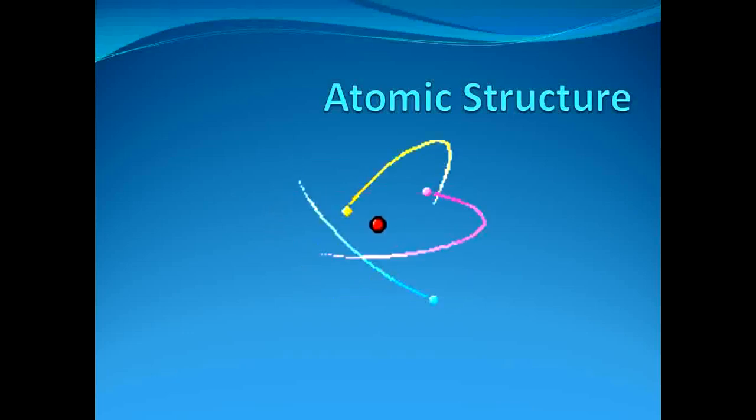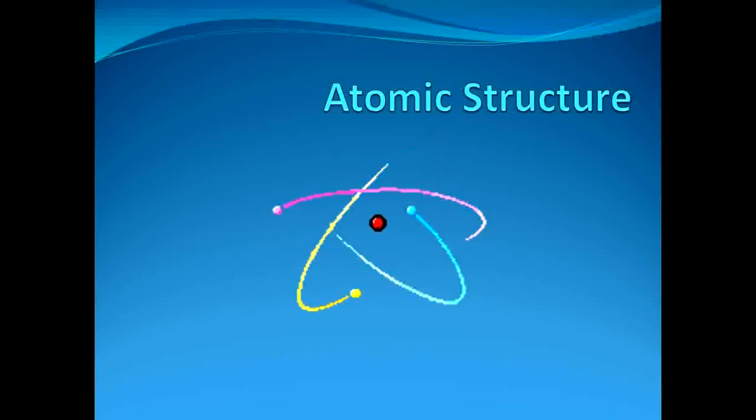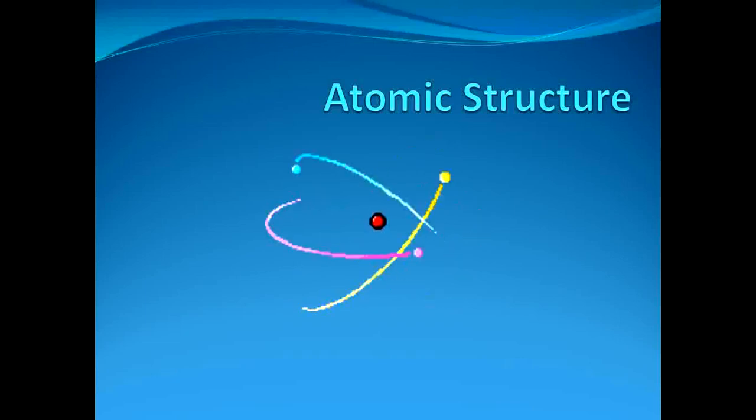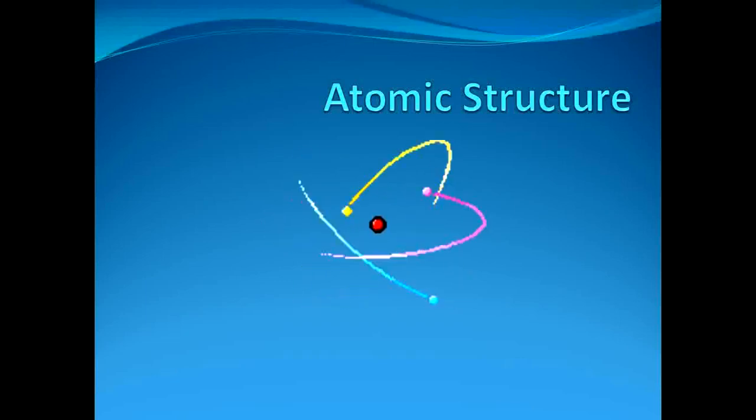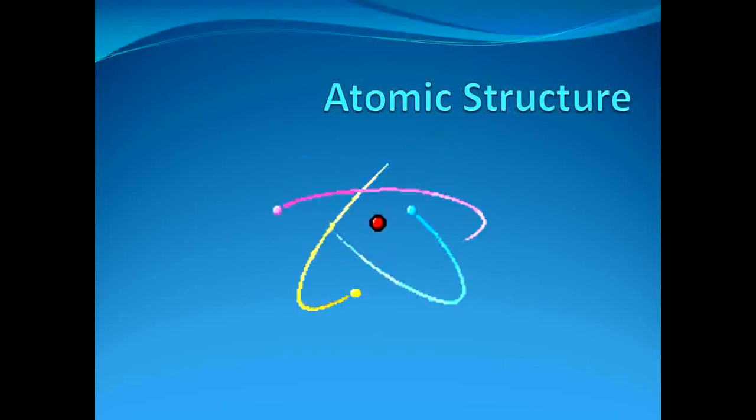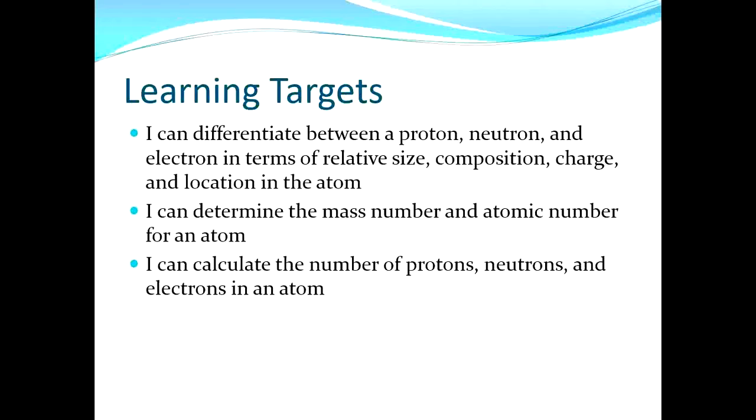In this video, we are discussing the structure of the atom. We will look into subatomic particles like protons, neutrons, electrons. We will talk about the location and the mass of each one. And we will also take a look at the mass number and atomic number for an atom.